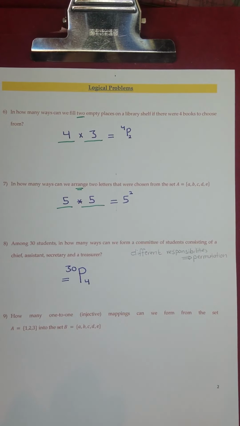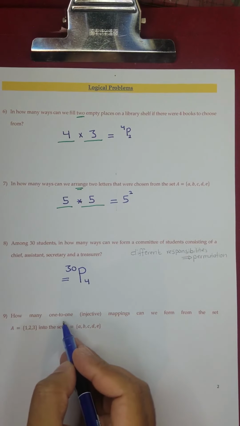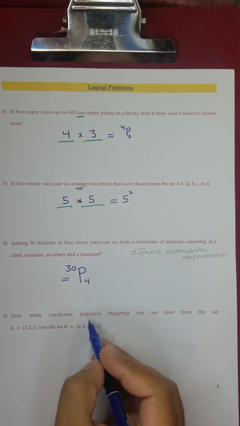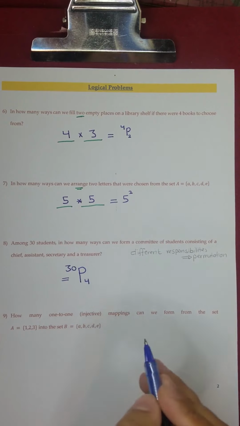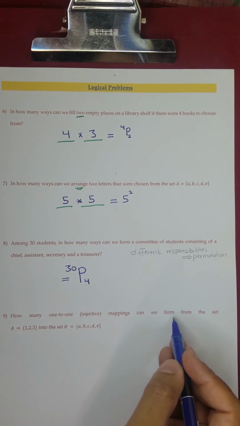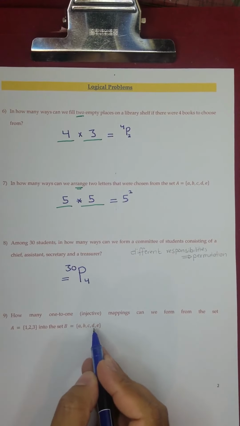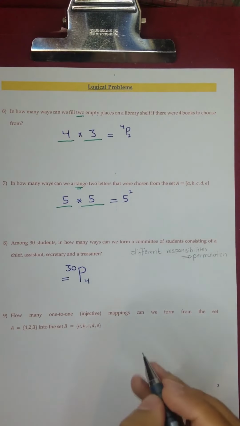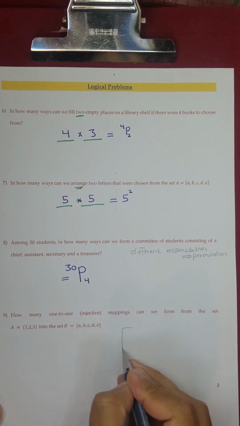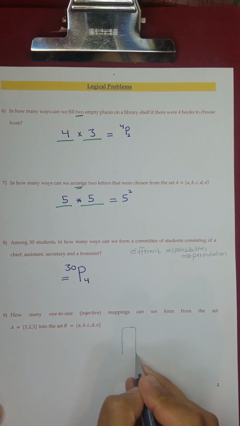Let's look at number 9. The question says, how many one-to-one mappings, they call them injective mappings, can we form from the set A, 1, 2, 3, into B, which is A, B, C, D, E? Okay, I think we have explained a question like this before in the class. I hope that you still remember it.